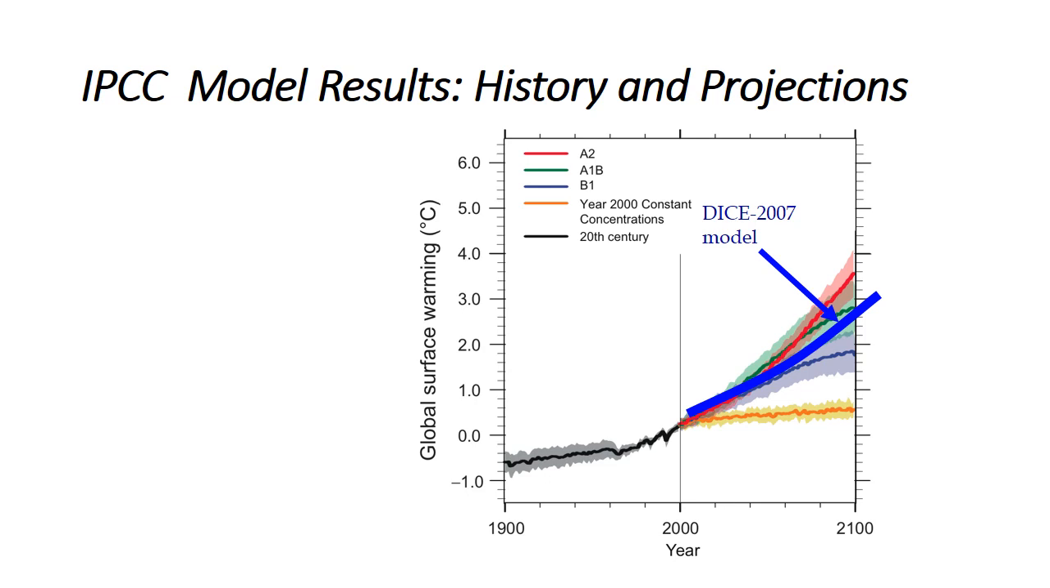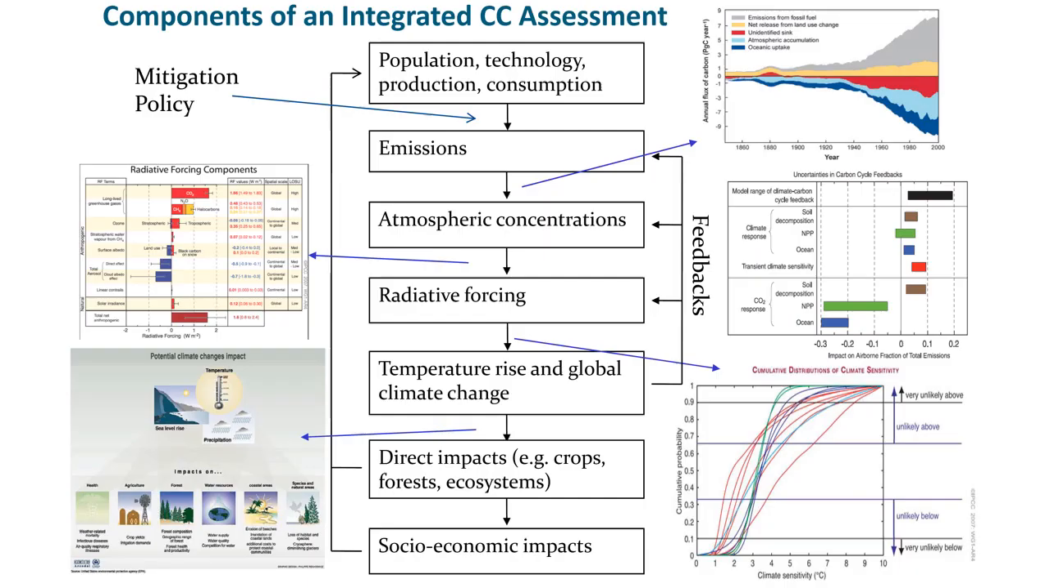There's several model predictions here in this graph. The DICE model, DICE 2007, is that blue line right in the middle. So it's about average as to what we should expect by 2100. So this says about 3 degrees centigrade warming on average by 2100. So that's temperature rise and global climate change. Now let's see how this is translated into damages.